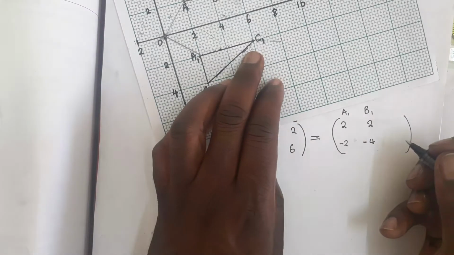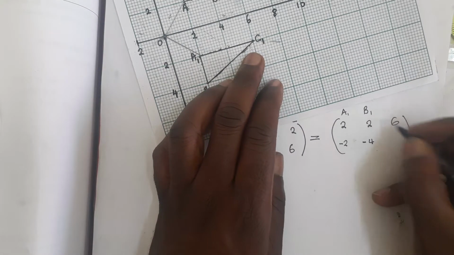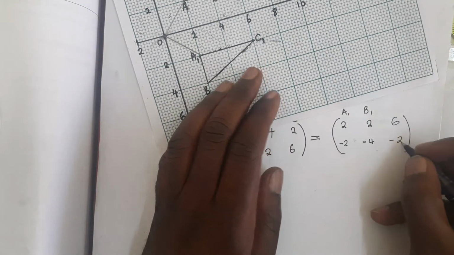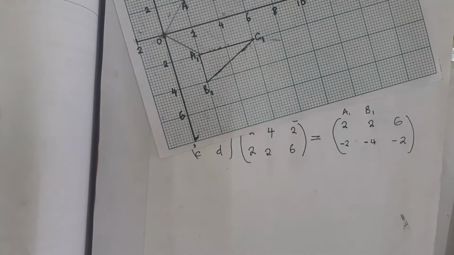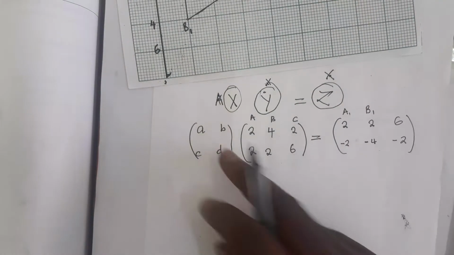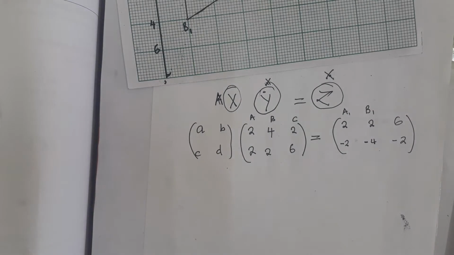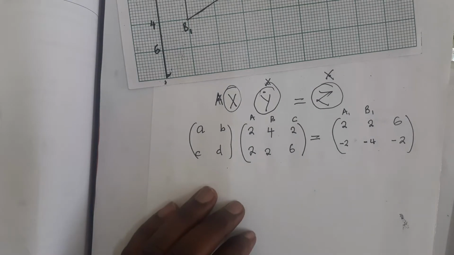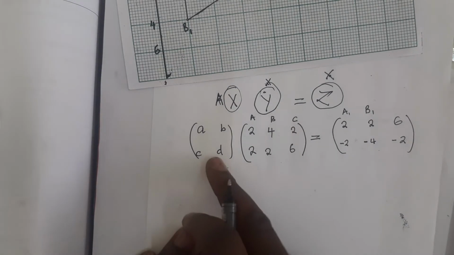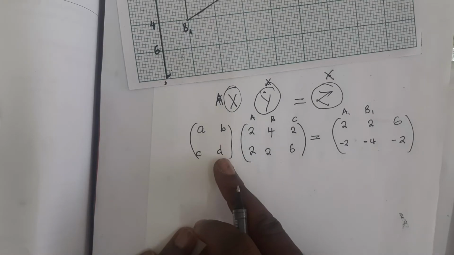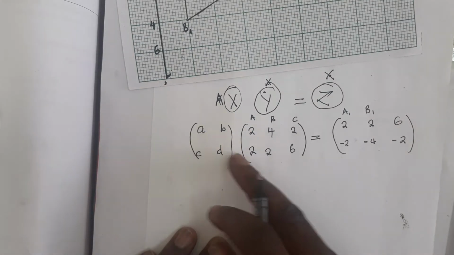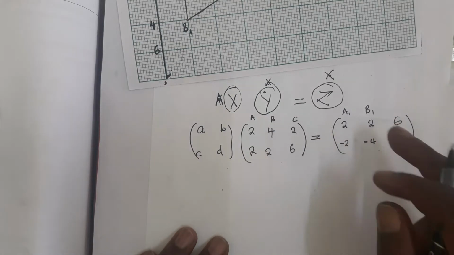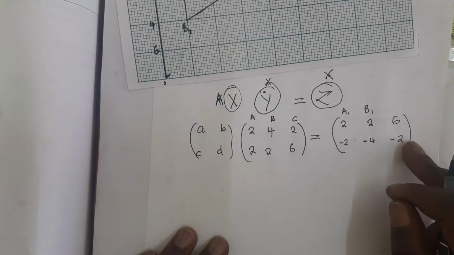Then our C is 6, -2. Okay? So that is what is here. This is how we are going to form the matrices. But remember, the matrix that we want is this one, so we need to find this matrix. We are going to be multiplying these two matrices and equating them to this one. We have the product.